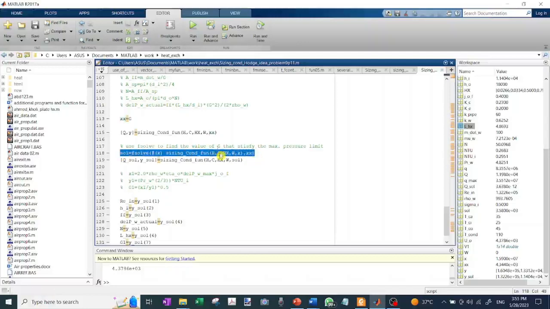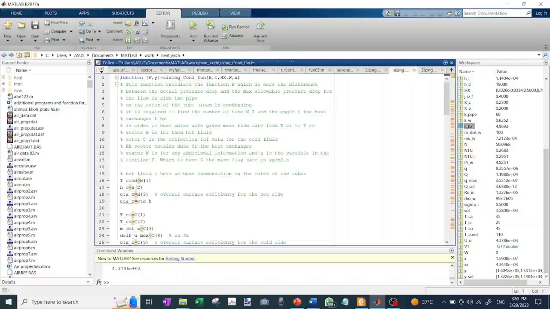Of course, the problem had these inputs, capital H, C, H, X, W, and X, which are all the input information that is required. If you go to this function, it calculates how much the difference is between delta P actual and delta P required each time. fsolve will try to utilize this function in order to get zero difference between the two.